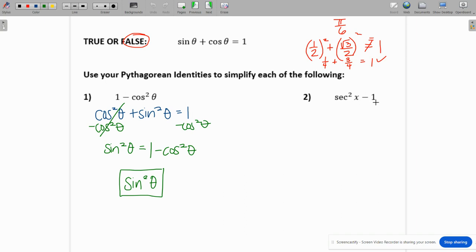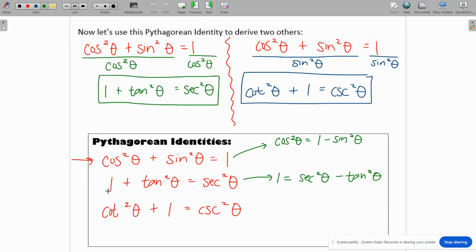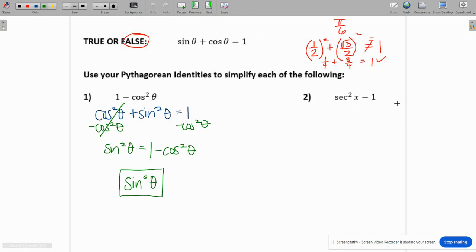So secant squared of x minus 1, if I look back at this equation, if I want secant squared of x minus 1, well, hopefully you can see that if you were to take 1 away from both sides, then the expression that you would have on the left side of the equal sign would be secant squared of theta minus 1. And on the right side, you would still have tangent squared of theta. So that means secant squared of x minus 1 is equal to tangent squared of x.